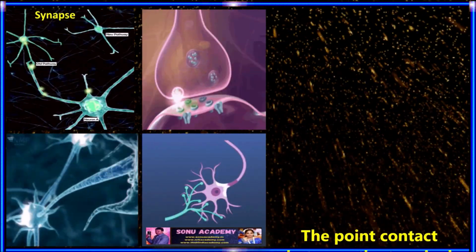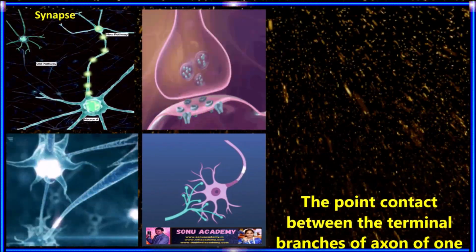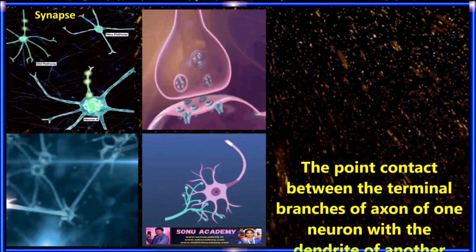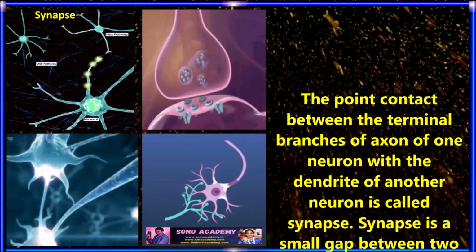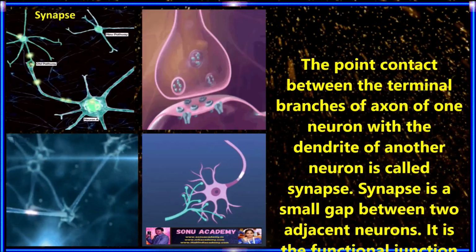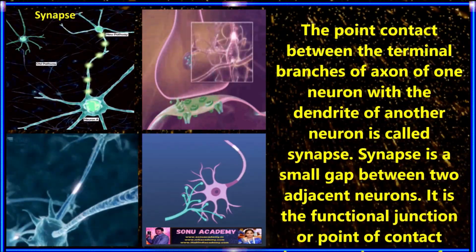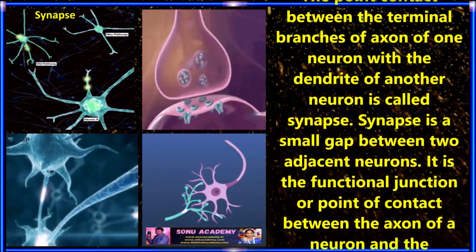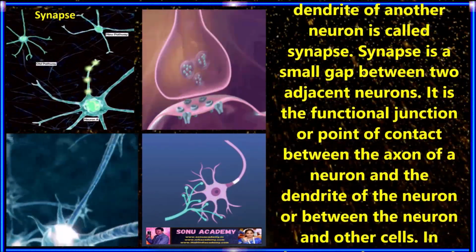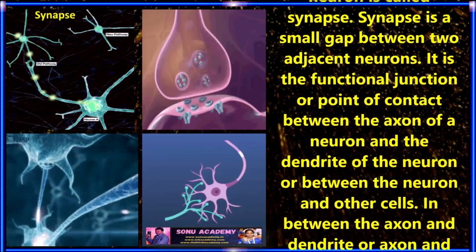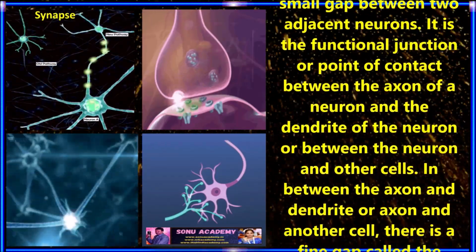Children, let us discuss synapse. The point of contact between the terminal branches of the axon of one neuron and the dendrite of another neuron is called a synapse. The synapse is a small gap between two adjacent neurons. It is the functional junction or point of contact between the axon of a neuron and the dendrites of a neuron, or between the neuron and other cells.